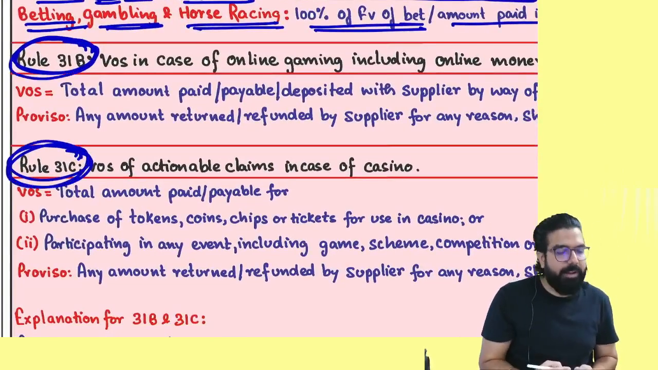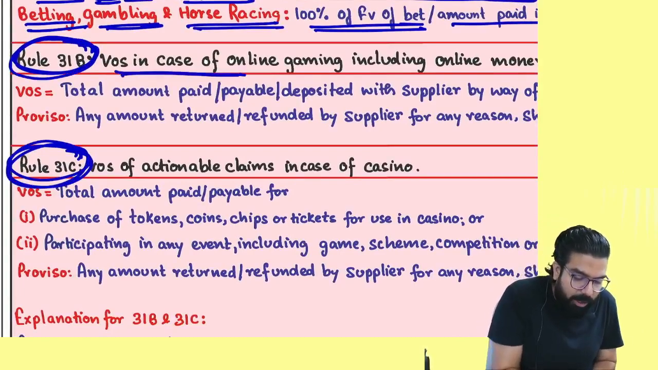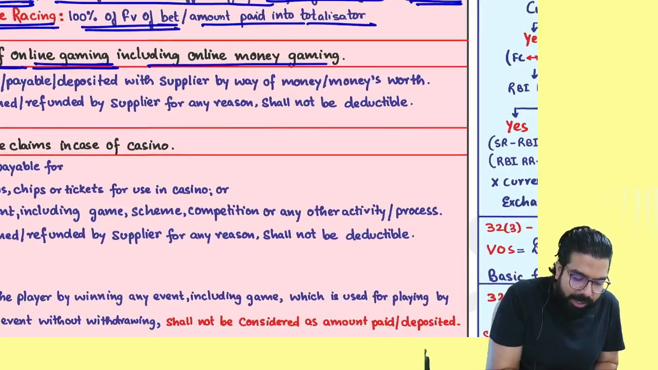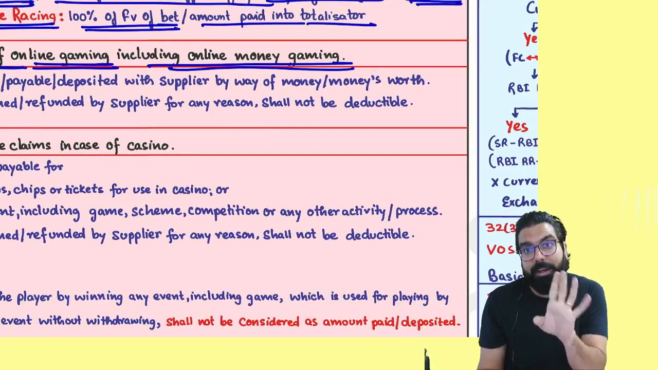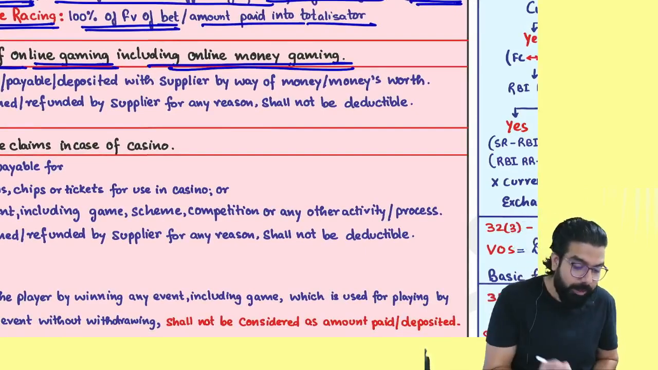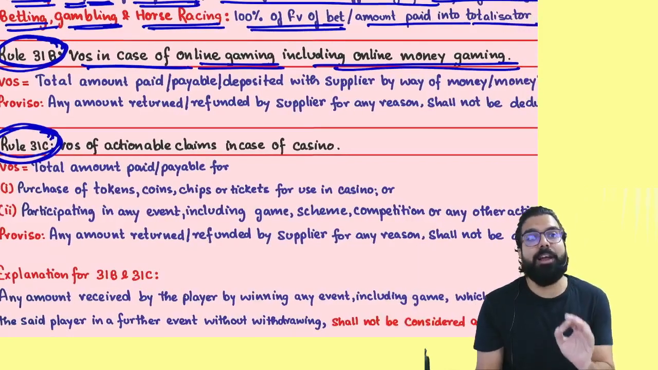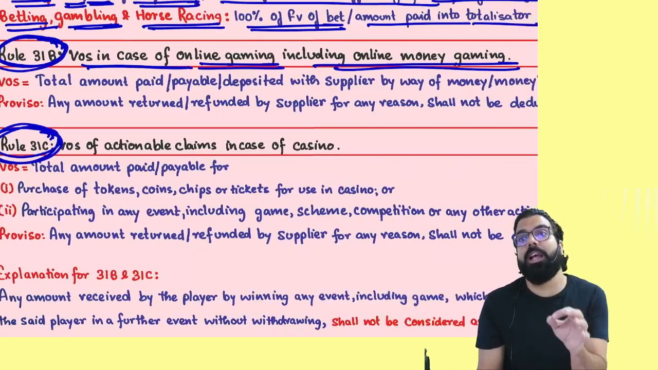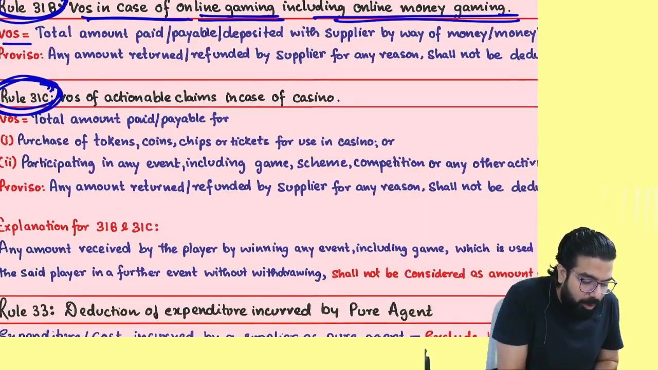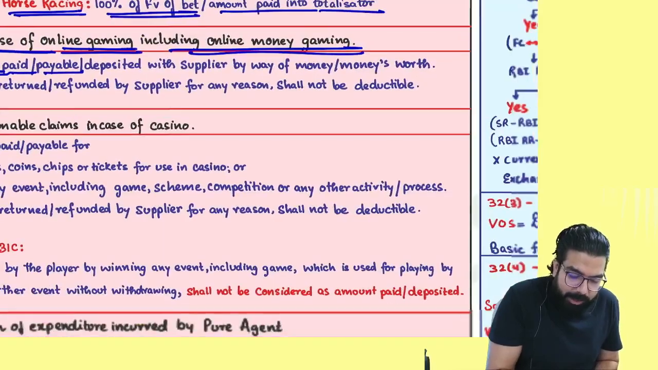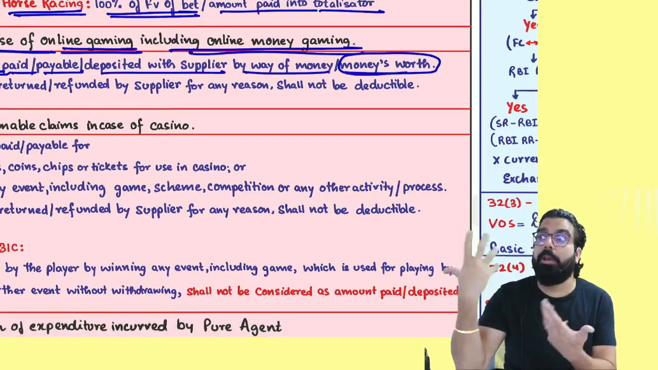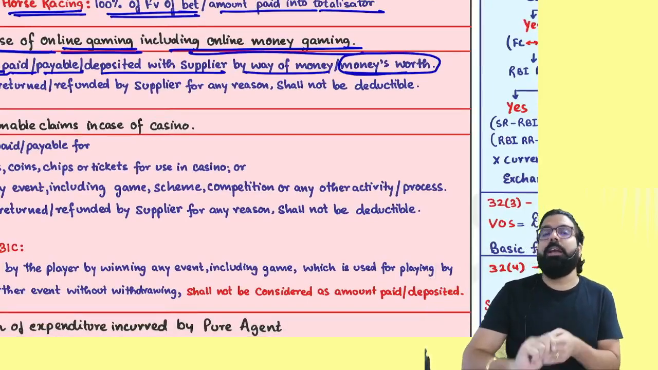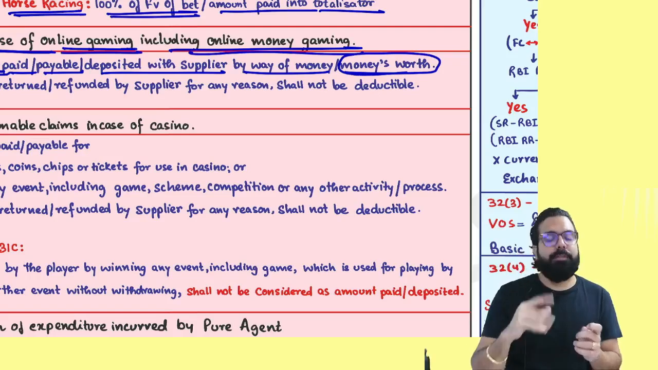31B and 31C is very, very important. Listen. Value of supply of online gaming, including online money gaming. People, by chance you see anywhere online mobile, make it online money. Okay, everyone? Here it is money only. So if I am a supplier of online gaming, including online money gaming, value of supply will be total amount paid, payable or deposited with the supplier by way of money or money's worth. Money's worth means instead of money, you gave me, supposing, Bitcoin.